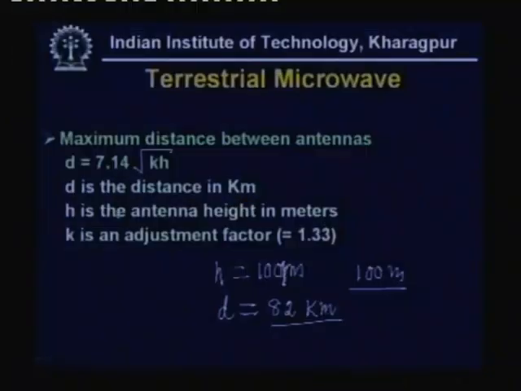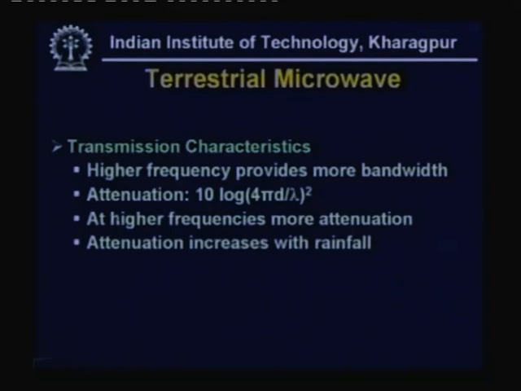So, this is the distance and height relationship. Then comes the transmission characteristic, that is the attenuation. As I mentioned, here also the attenuation characteristic is 10 log (4 pi d by lambda) square. That means the attenuation is proportional to distance square and inversely proportional to wavelength, or attenuation is proportional to frequency.